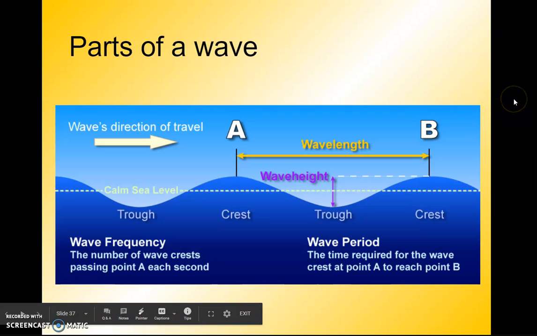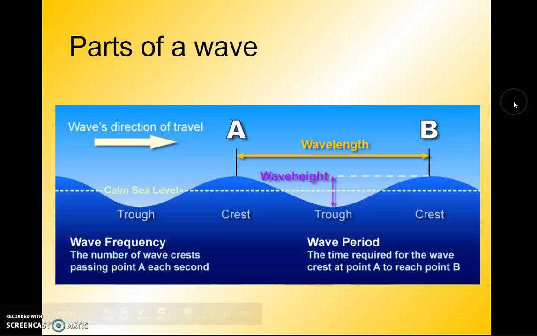So all of those things you're going to need to know for that worksheet. If it sounds familiar, it probably should, because I'm sure that you learned about waves in middle school. We talk about waves when we deal with light and energy traveling.